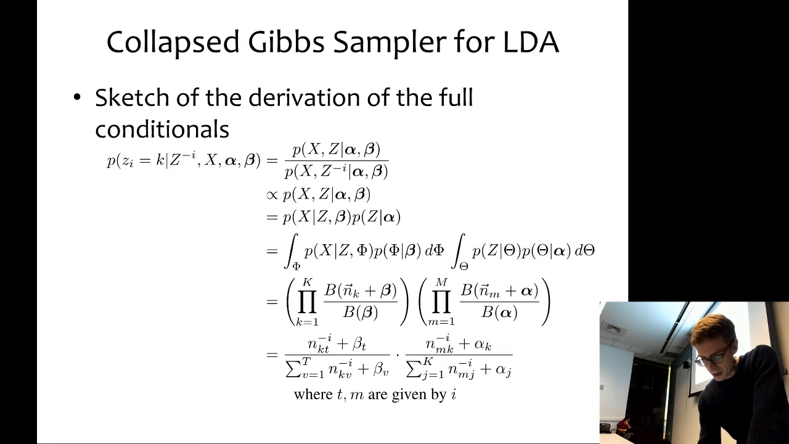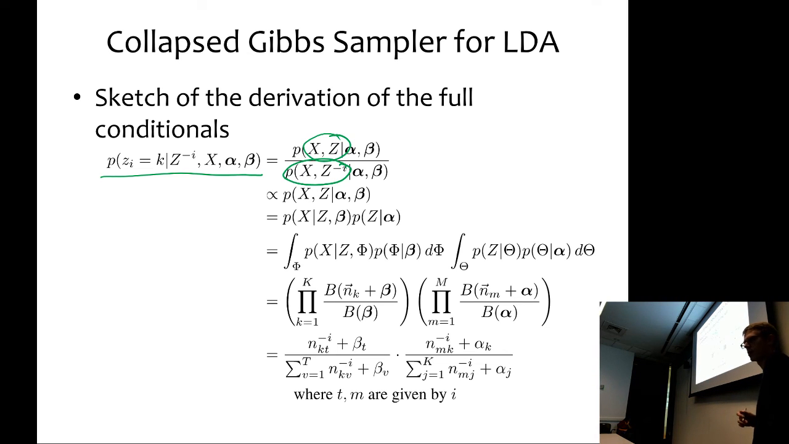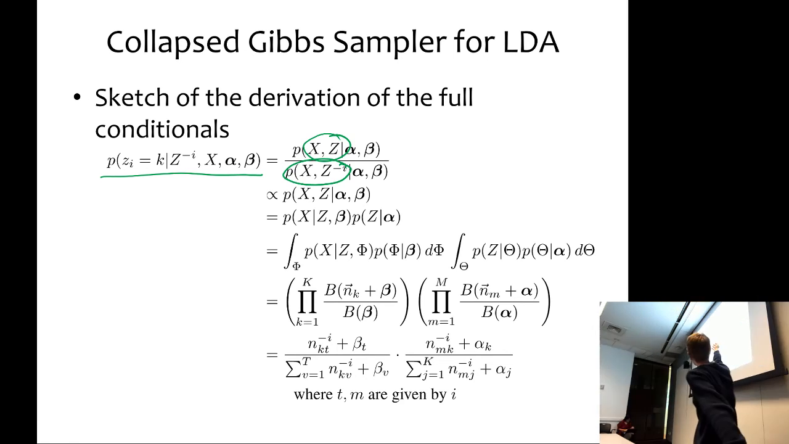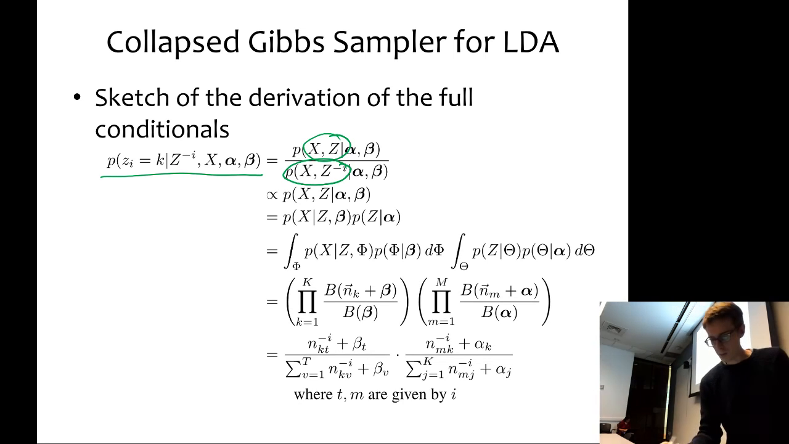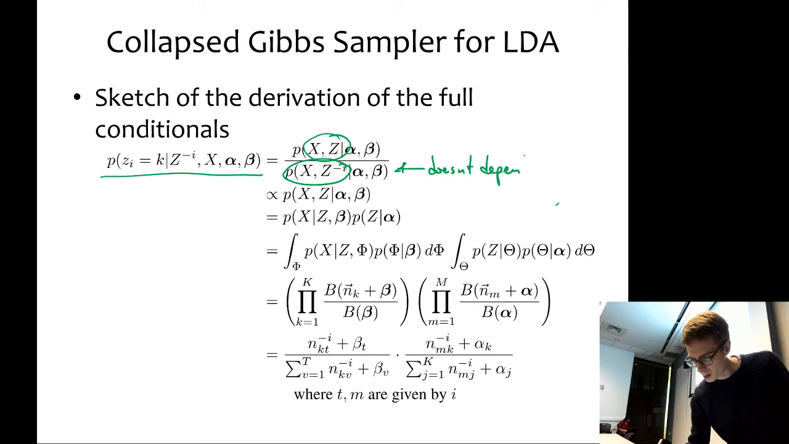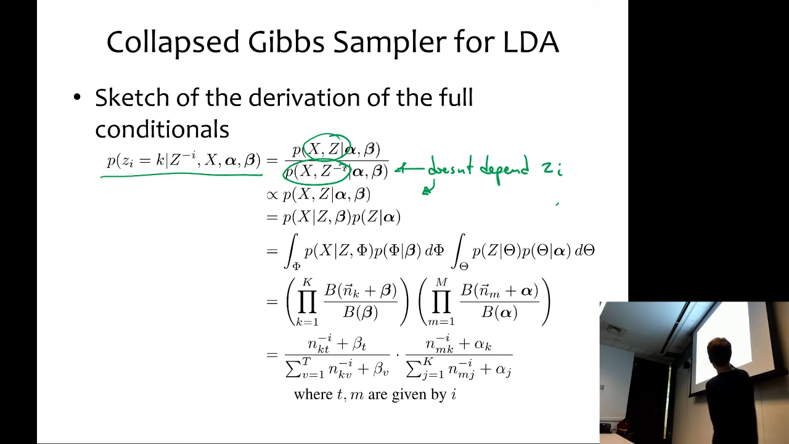So what's actually going on here is we're saying this conditional probability is the probability of all of the x's and all of the z's divided by all of the x's and all but one of the z's. Right? This is just the definition of conditional probability. We're just conditioning on everything except for the one zi that we care about. Because the denominator doesn't depend on zi, we can just drop it and say this thing is proportional to p of x and z, the joint distribution of the words and the topics.